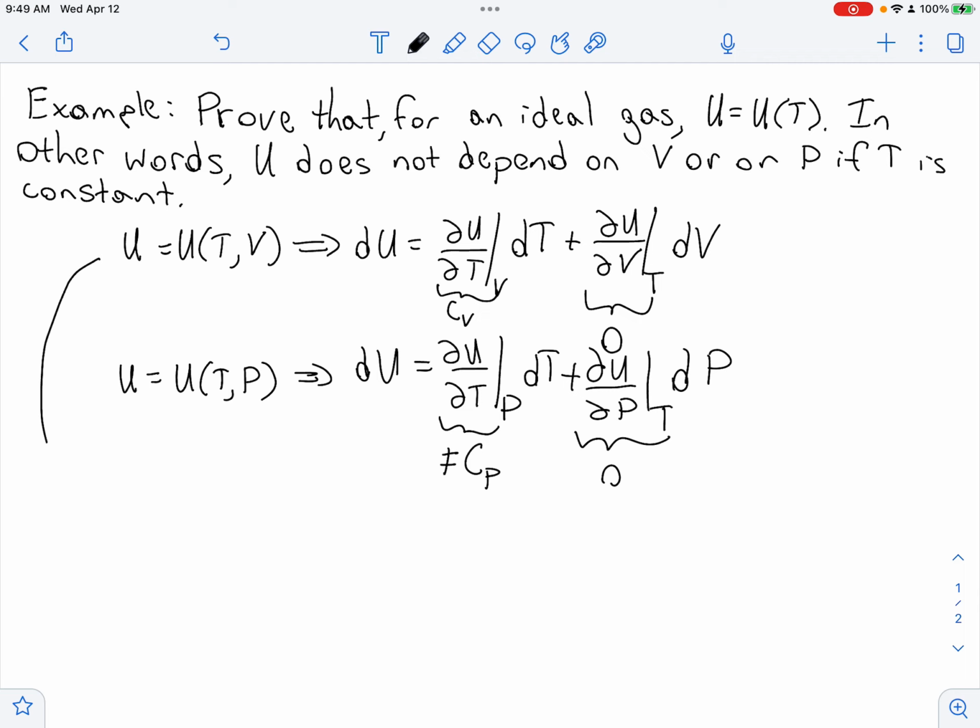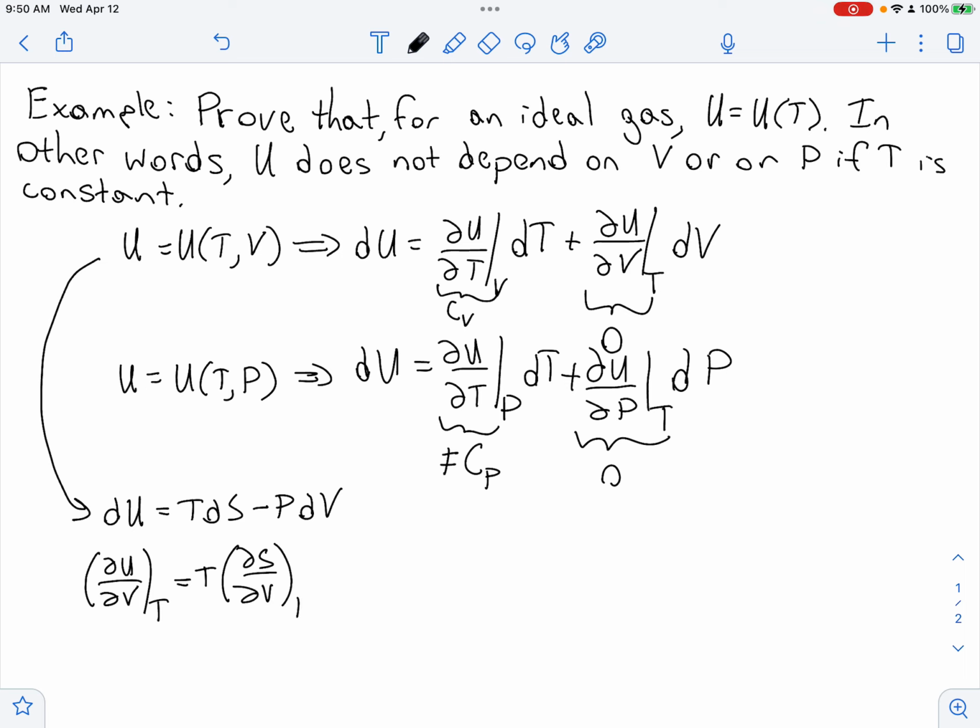Let's start with this. Let's use a fundamental property relation. We're going to start with dU equals T dS minus P dV, and then we're going to divide through by dV and hold T constant. (dU/dV) at constant T equals T (dS/dV) at constant T minus P. dV over dV is 1. So what do we do with this?